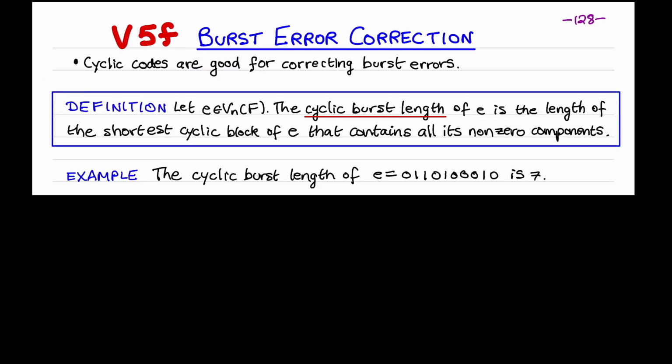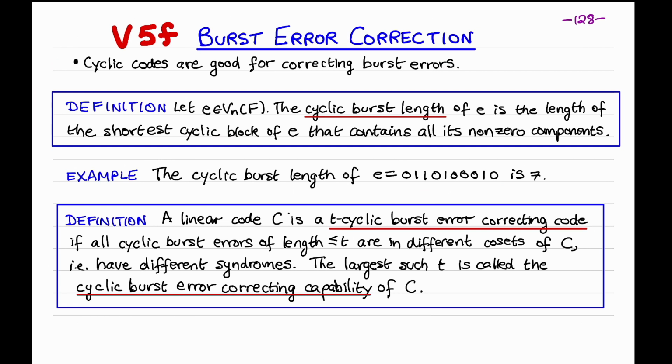Let me define cyclic burst errors more formally. We'll let E be a vector of length n. The cyclic burst length of E is the length of the shortest cyclic block of E that contains all the non-zero components of E. For example, the cyclic burst length of this vector E is 7. And that's because the cyclic block, beginning with the second last bit of E and continuing from the first bit to the 5th bit, contains all the non-zero entries of E. And furthermore, no shorter cyclic block of E contains all its non-zero components.